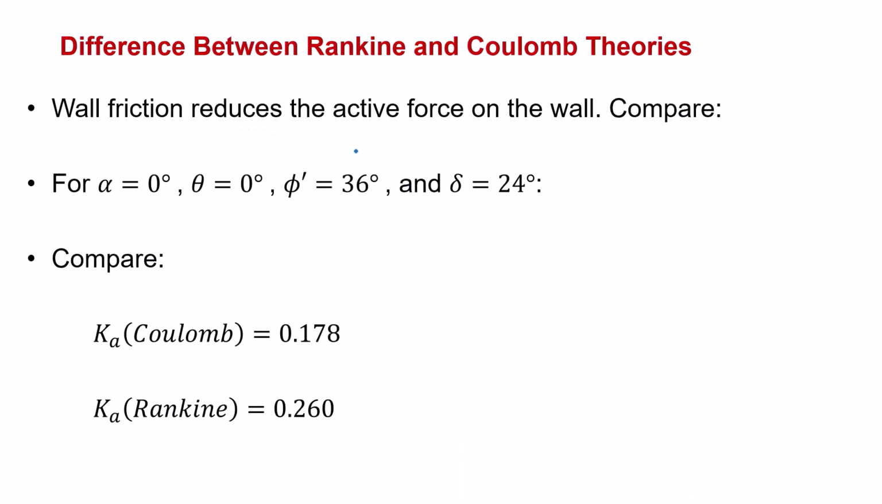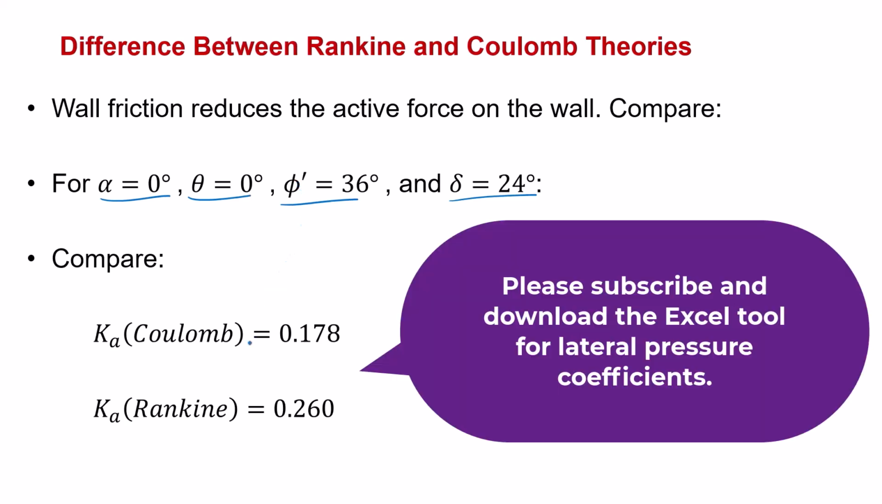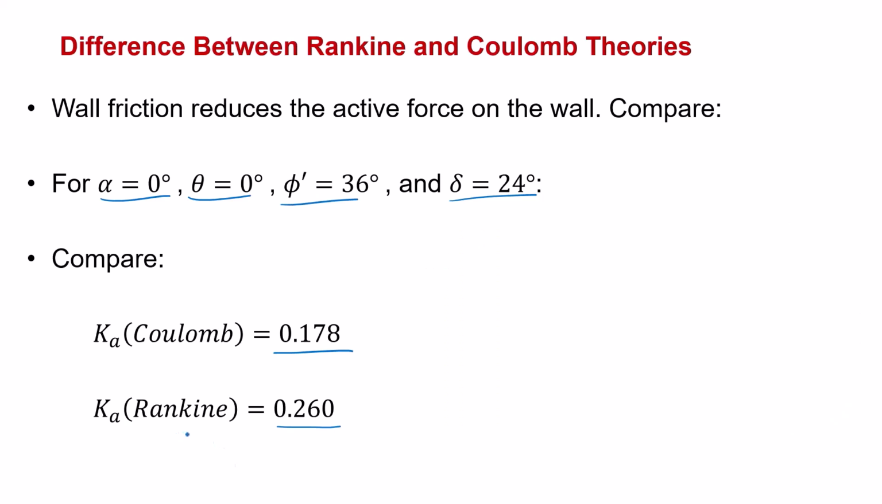A practical example illustrates the effect of wall friction. If Phi' is 36 degrees, delta be 24 degrees, alpha be equal to 0, and theta be equal to 0, then Ka for Coulomb would be 0.178, while Ka for Rankine's theory would be 0.260. This shows that including wall friction reduces the active pressure on the wall, which can lead to more efficient retaining wall design. Or we can say that Ka for Rankine is more on the conservative side.